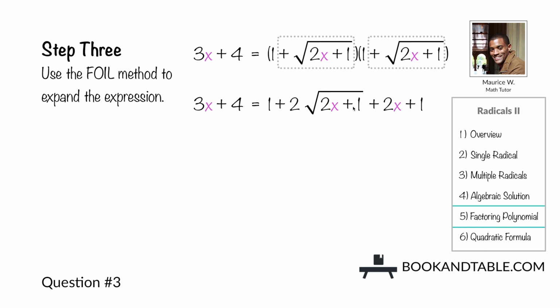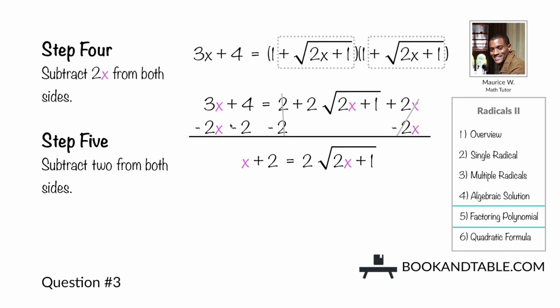So we want to isolate our second radical sign. 1 plus 1 is 2, so we want to subtract that 2. And then we have 2x on this side of the radical, so we want to subtract 2x from both sides as well. When we subtract 2 and 2x from both sides, we are left with 3x minus 2x, which is x, 4 minus 2, which is 2. And now we are left with just our second radical on the right side, 2 radical 2x plus 1.